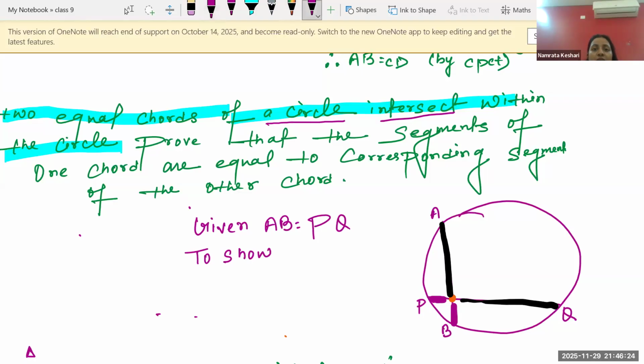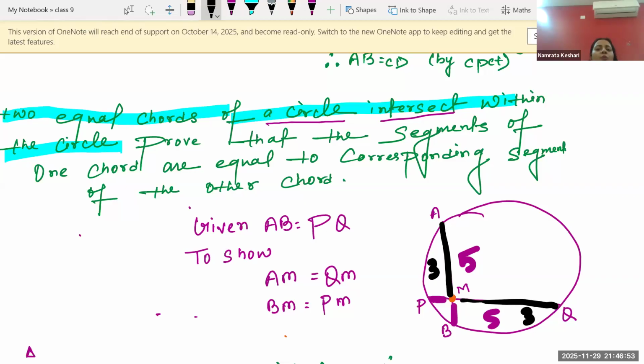Suppose this point of intersection is M, then you have to show the bigger portion AM is equal to the bigger portion QM over there, and hence the smaller portion will also be equal. Automatically the smaller will be equal. You need to understand that. If AB completely is 5 centimeter, PQ completely is 5 centimeter, and this black colored part is 3, this is 3, then automatically the remaining will be the same. Yes or no?